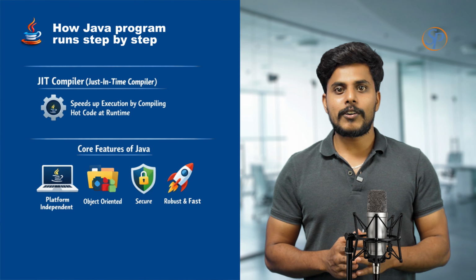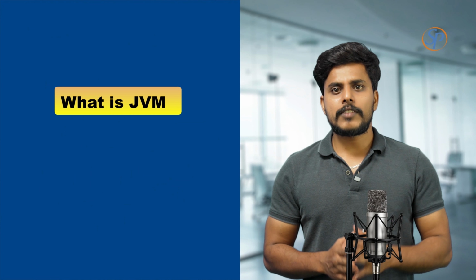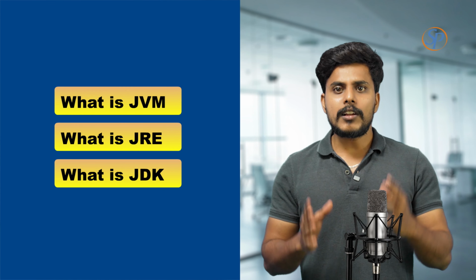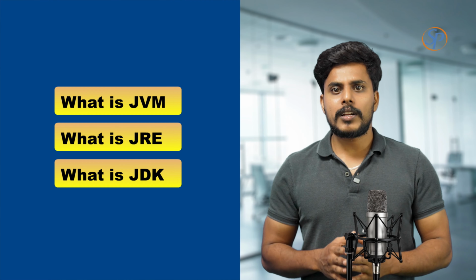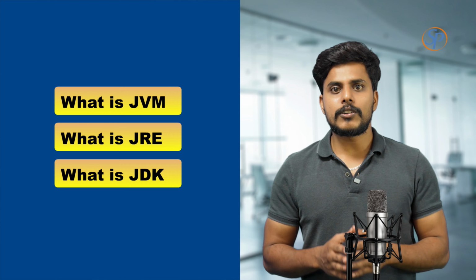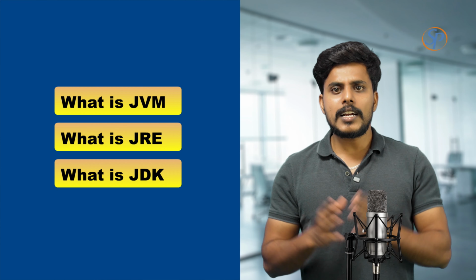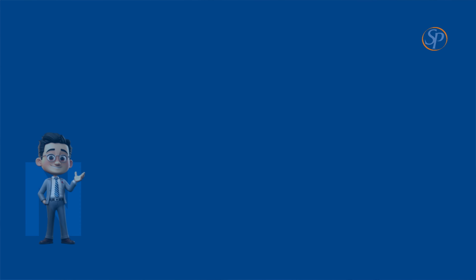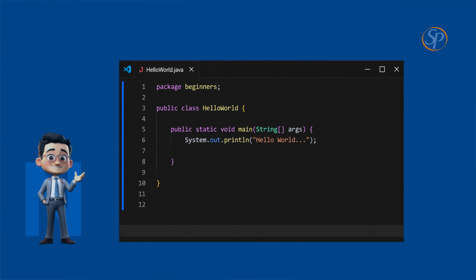In the previous video, we learned what is JVM, what is JRE, what is JDK. We also understood that these three components work together to run a Java program. Now in this video, we will see what exactly happens internally, from writing code to getting output. Let's take our same program, System.out.println("Hello World"). Step 1, writing code.